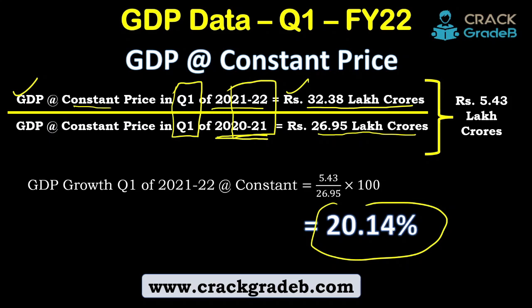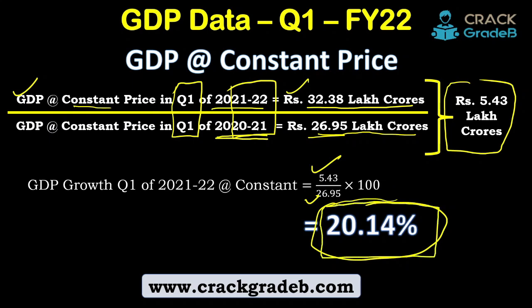Now how do we come to 20.14? What is the difference between these two? It's 5.43 lakh crore. So simple, 5.43 divided by the previous data, 26.95, multiplied by 100, you get a percentage value of 20.14. So this means the GDP has grown by 20.14 percentage points for quarter 1 of 2021-22. If the value comes out negative, then GDP has declined. If the value is positive, the GDP has grown, right?